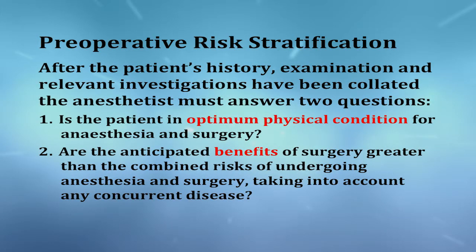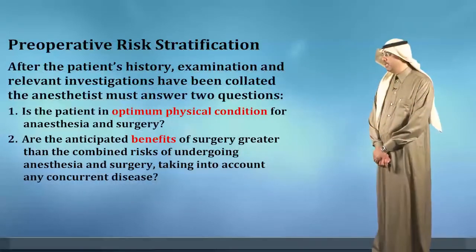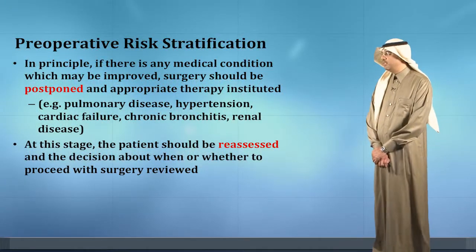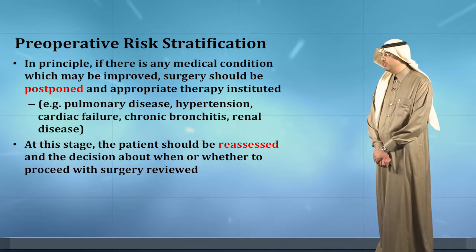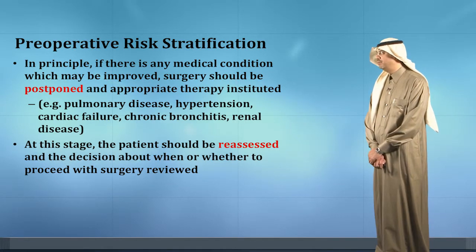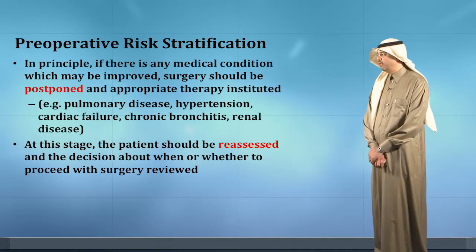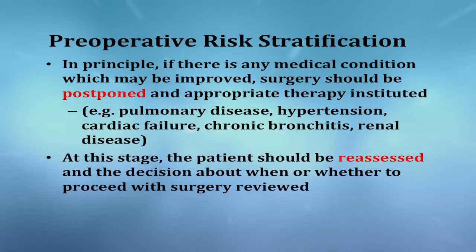After the patient history, examination, and relevant investigations have been collected, the anesthetist must answer two questions. Is the patient in the optimum physical condition for anesthesia and surgery? That's question number one. And question number two, are the anticipated benefits of surgery greater than the combined risks of undergoing anesthesia and surgery, taking into account any concurrent diseases? In principle, if there is any medical condition which may be improved, surgery should be postponed and the appropriate therapy should be instituted. At this stage, the patient should be reassessed and the decision about when or whether to proceed with the surgery needs to be reviewed.